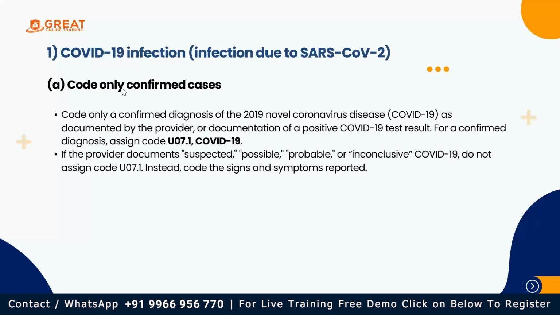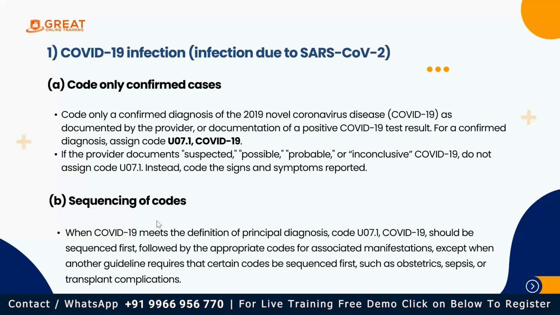First guideline, code only confirmed cases. Code only a confirmed diagnosis of 2019 novel COVID-19, as documented by the provider or documentation of a positive COVID-19 test result. For a confirmed diagnosis, assign code U07.1. U07.1 is the code for COVID-19, confirmed COVID-19 cases. If the provider documents suspected, possible, probable, or inconclusive, do not assign U07.1. Instead, code signs and symptoms.